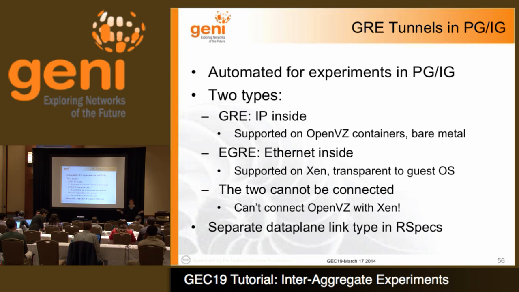And the two GRE tunnels, of course, do not talk to each other. One carries layer 2 traffic, the other layer 3. They cannot talk to each other, so they don't mix and match. And they are a separate data plane link type in the RSpec.